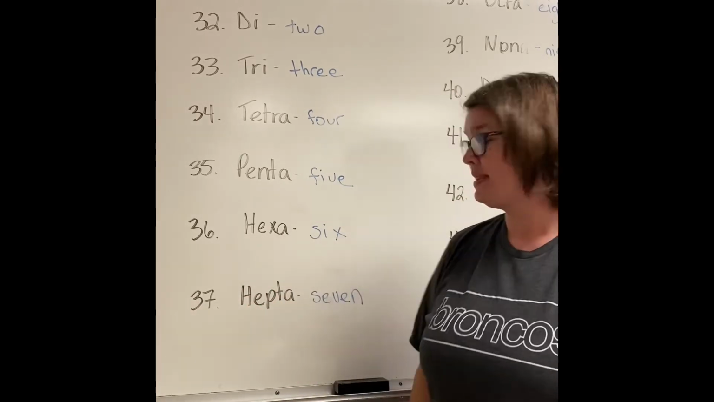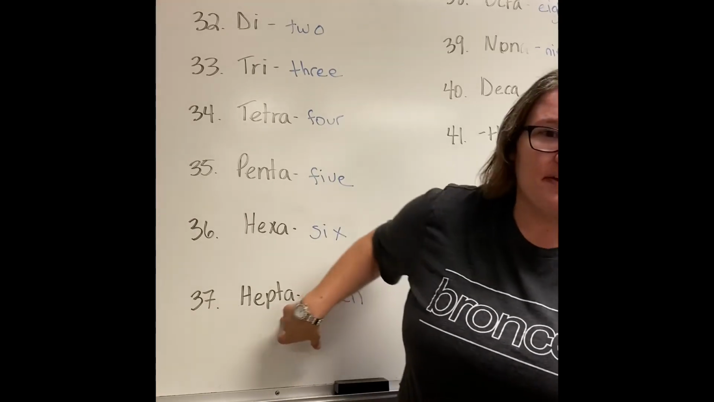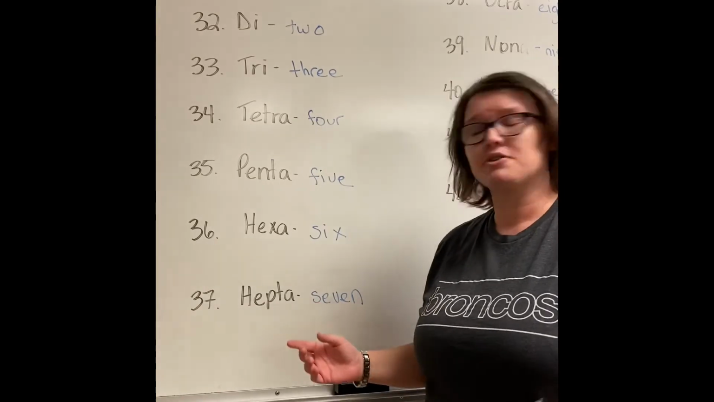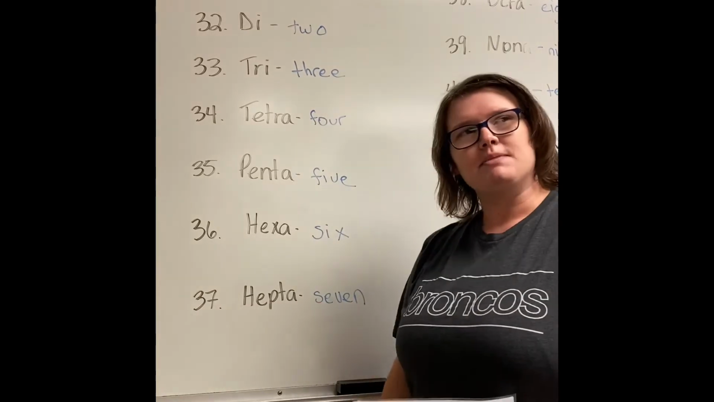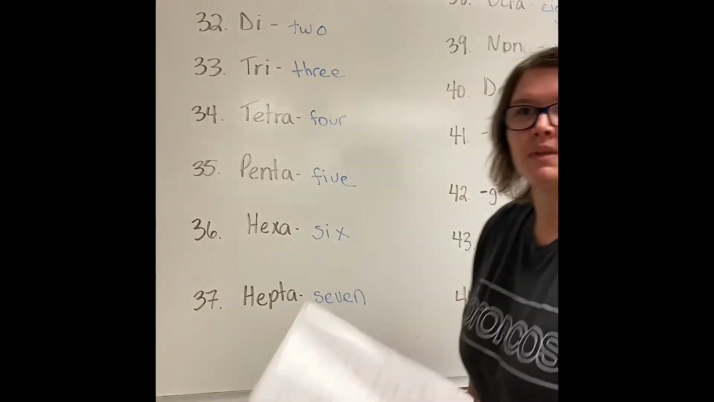Hexa, 6. Hepta, down here at the bottom. Hepta means 7. Those of you that have ever looked at your vacuum cleaner, maybe your parents have made you vacuum, have ever looked at the filters, there's a HEPA filter. Hepta means 7 layers of filtration before it gets out of the vacuum cleaner. Moving on.